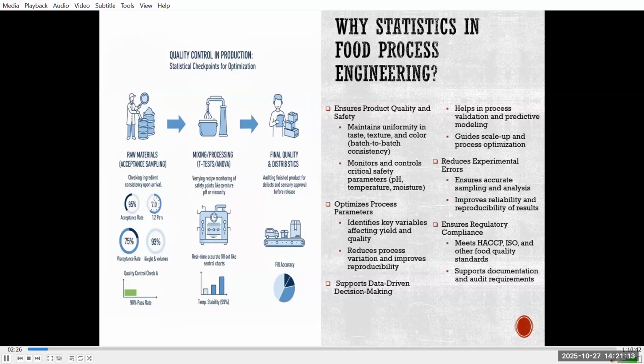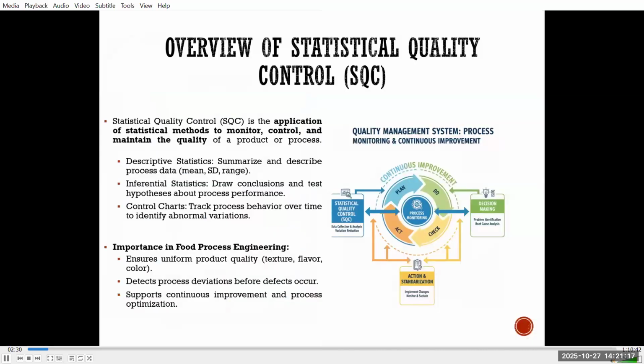So, in short, statistics in food engineering is like a compass that guides us towards consistent quality and statistical reliability. Let's go to the overview of the statistical quality control or SQC. Now, SQC means using statistical tools to monitor, control, and improve the product quality. It includes three major components: descriptive statistics, inferential statistics, and control charts.